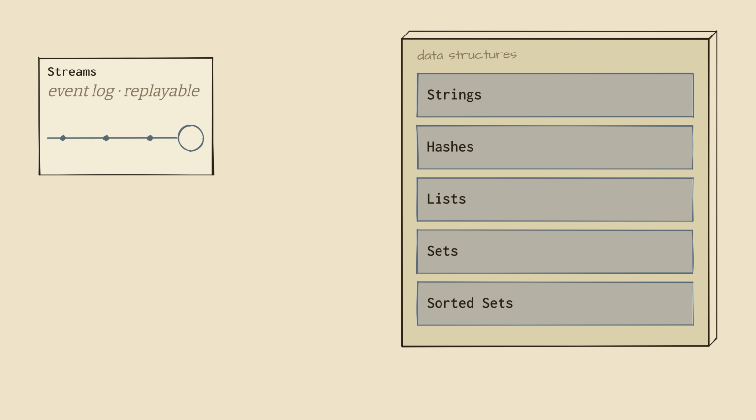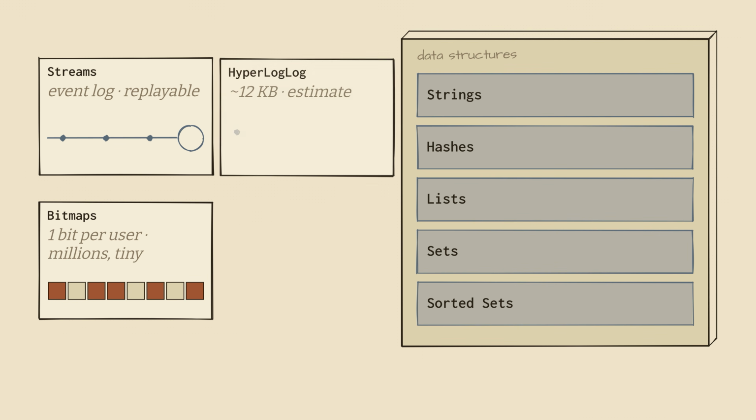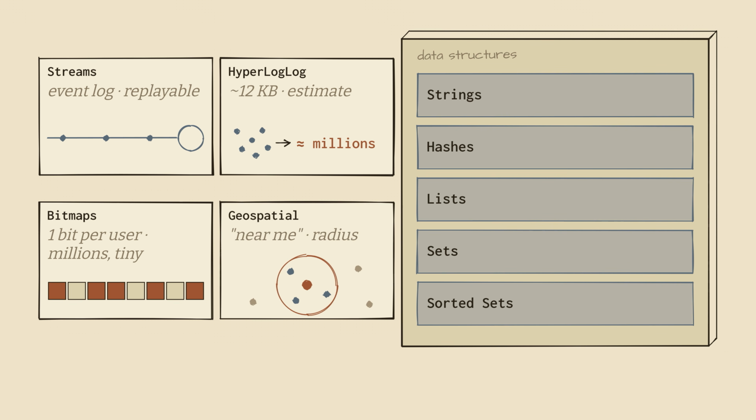Want an event log several services can read and replay? That's a stream. Need to track whether each of 10 million users did something today without 10 million rows? Flip one bit each. That's a bitmap. Count unique visitors in the millions, but only need about the right number? HyperLogLog estimates it in a few kilobytes, trading a tiny bit of accuracy for almost no memory. And what's near me? Store coordinates, then ask for everything inside a radius. That's the geospatial commands.